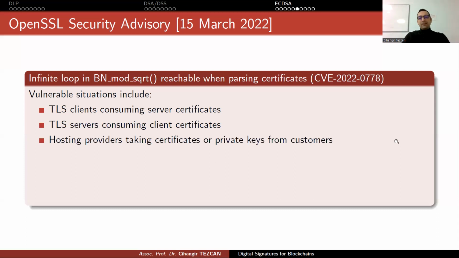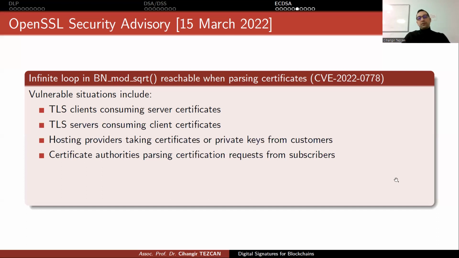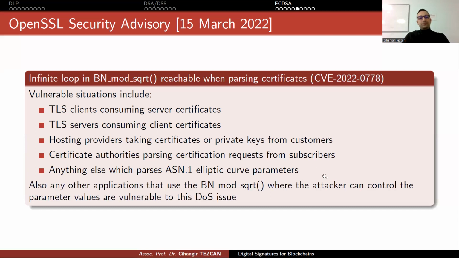Hosting providers taking certificates or private keys from customers. Certificate authorities parsing certification requests from subscribers. Anything else which parses ASN.1 elliptic curve parameters. Also, any other application that uses this function where the attacker can control the parameter values is vulnerable to denial of service. So a simple mistake.